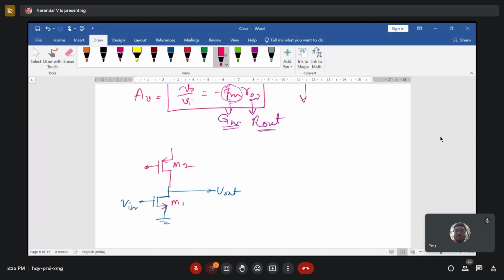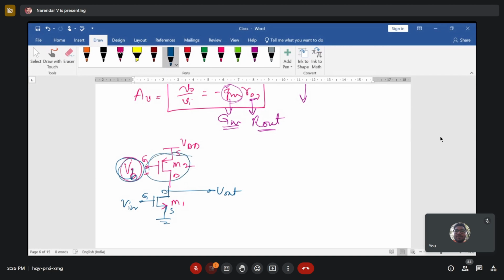Now what you have to do is bias the transistor. VB is a biasing voltage for your PMOS transistor and this is your VDD. This biasing voltage ensures that the transistor M2 is in the saturation region of operation. There are gate, source and drain terminals of your M2 transistor, and similarly for your M1 transistor. The gate of M2 is connected to VB, and VB is applied in such a way that M2 is always in saturation and acts as a current source.